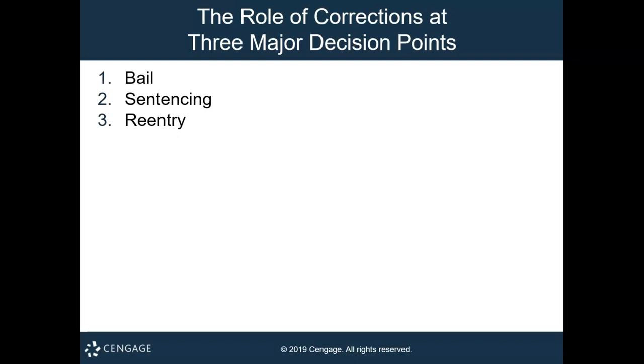And number 3, at reentry. What do we mean when we're talking about reentry? We are talking about an offender leaving prison and reentering the community. And that is a really important step, making sure that the offender has the services available so that their reentry into the community can be smooth. Couldn't be much more important than it is.